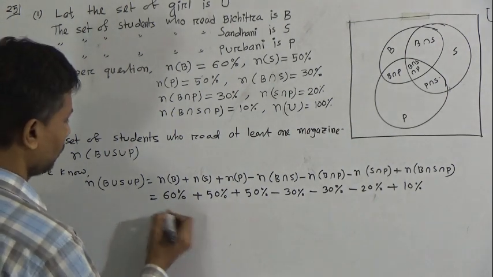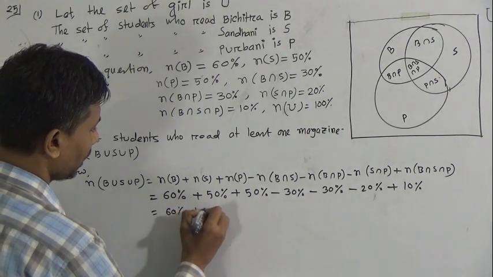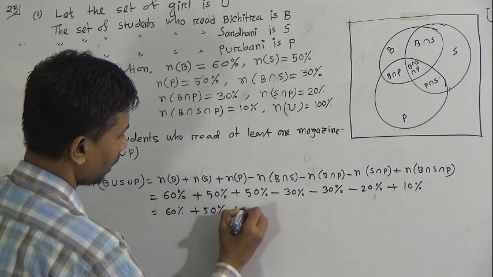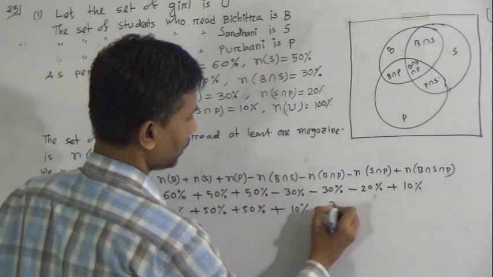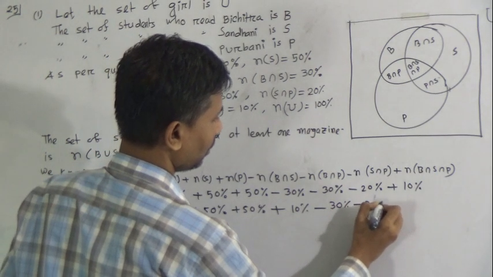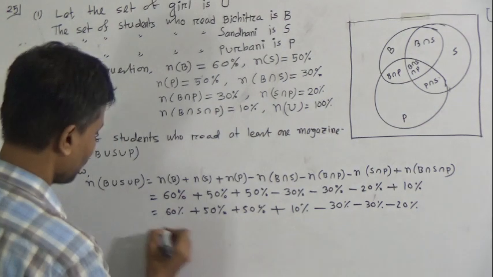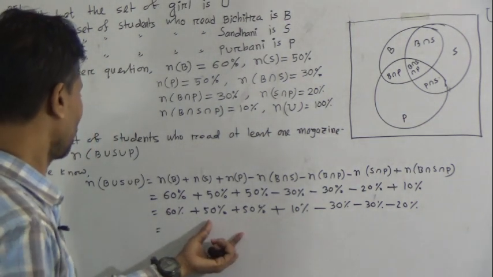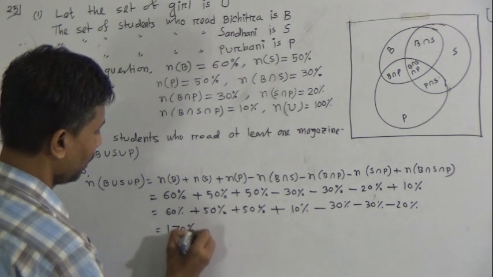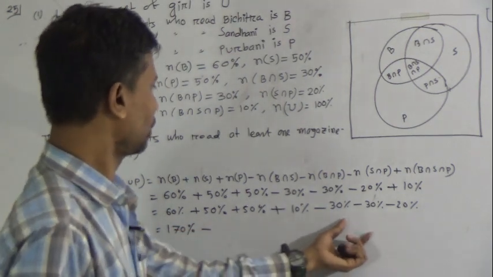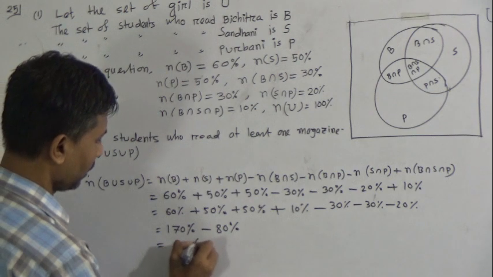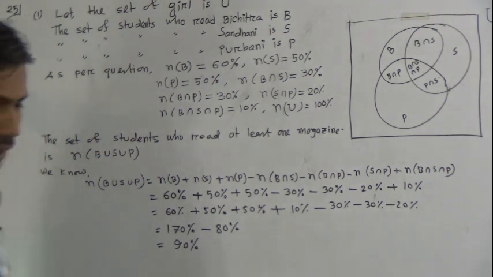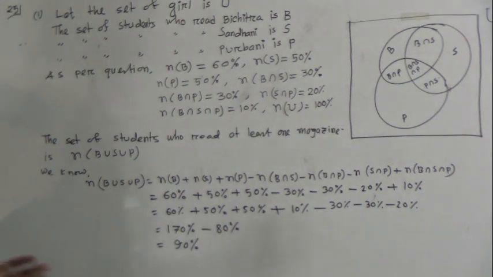Okay student, now 60% plus 50% plus 10% minus 30% minus 20%. 170%, adding now 80%. Now subtract, then we get 90%. Student, look here. Now our question is, what percent of the girls do not read any of the three magazines? Okay, student, now write.